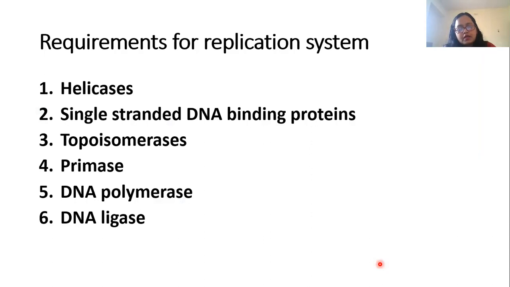So here is the list of the main enzymes or proteins involved in eukaryotic DNA replication. The first one is helicases, second is single-stranded DNA binding proteins, third is topoisomerases, fourth is primases, fifth is DNA polymerase, and sixth is DNA ligase. So these are the main proteins or enzymes, as I have discussed in the previous table as well.